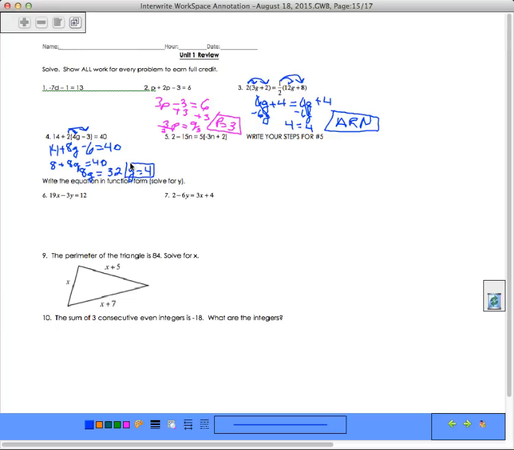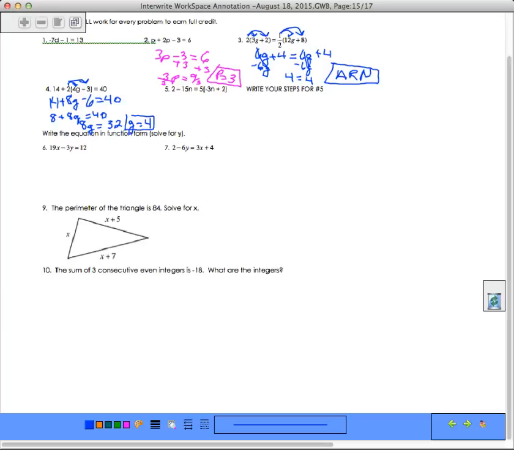All right, there are 2 more there for you to do. Make sure you write your steps for number 5. Let's look at number 6, and I'll leave 7 for you. 6, I want to get y by itself. To get y by itself, I have to move the x.